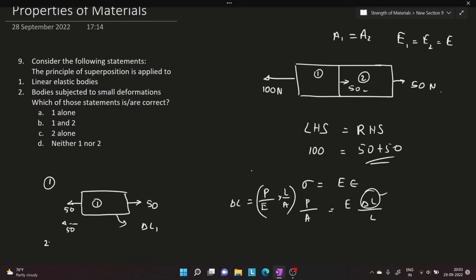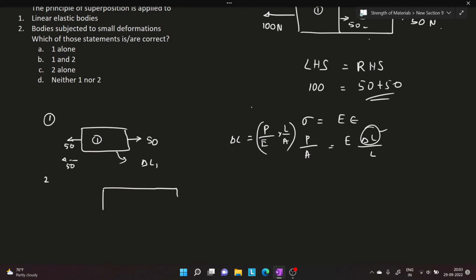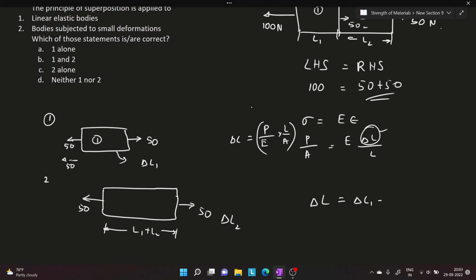So I'm now going to consider the section 2. In the section 2, let's say, this is going to be L1, and this is going to be L2. So for this, I'm going to consider the entire length L1 plus L2. Now, I've already expended the 50 Newtons here, so the remaining would be 50, and obviously the remaining here would be 50. So if I solve this, I'm going to have delta L2, and the total deformation of the material is going to be delta L1 plus delta L2.